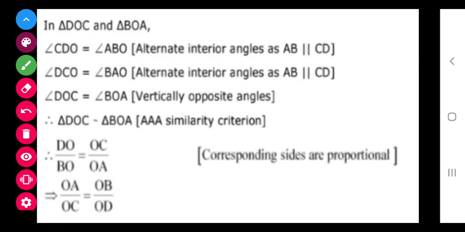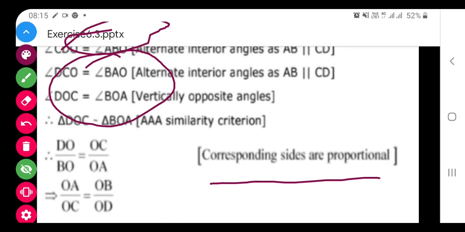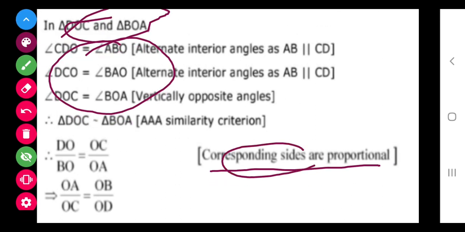The same they have done, alternate angle, then opposite angle. So these two triangles are similar, and by using corresponding sides in proportion, as these two triangles are similar, then corresponding sides will be in proportion.